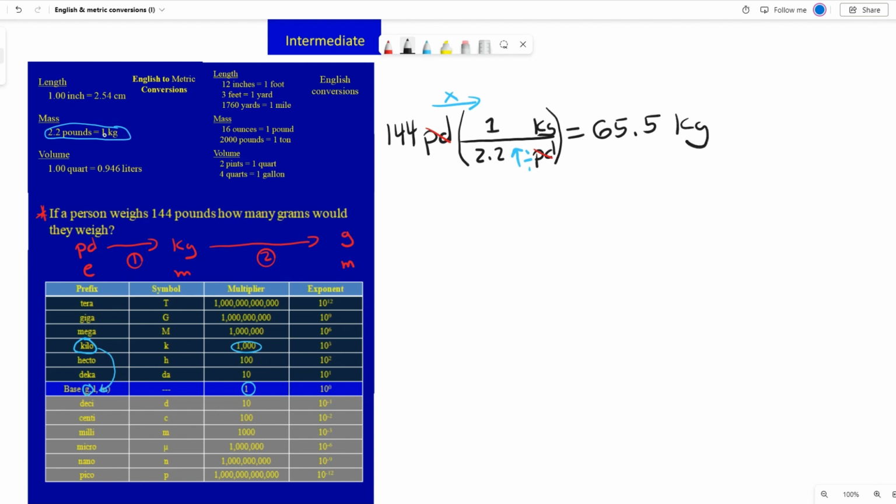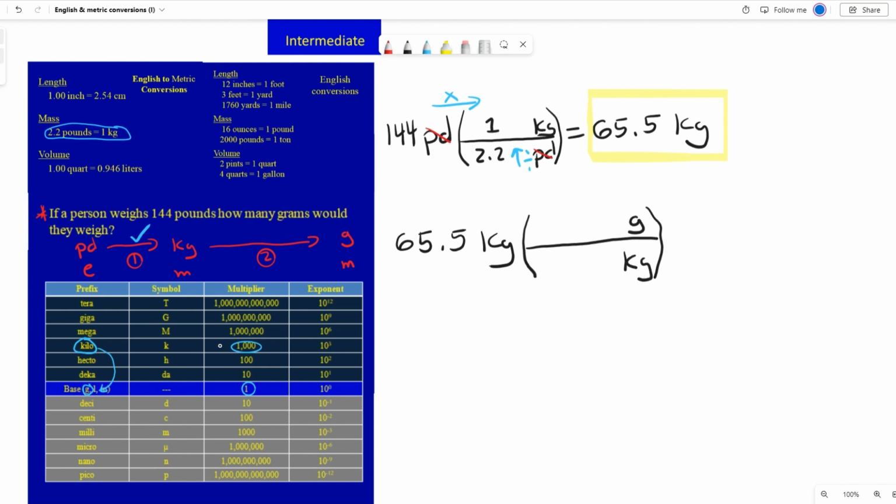But that's not what we're being asked to solve for. We want to get our answer in grams. So we've done the first step here. Now we need to do our second step. So we'll take our 65.5 kilograms and we'll do a metric to metric conversion to get it into grams. So now we're going to use this table down here. So we'll put kilograms on the bottom, grams on the top.